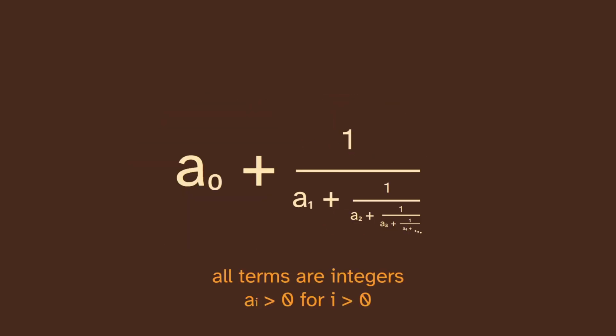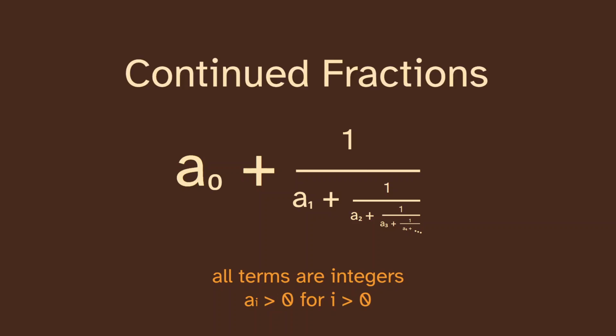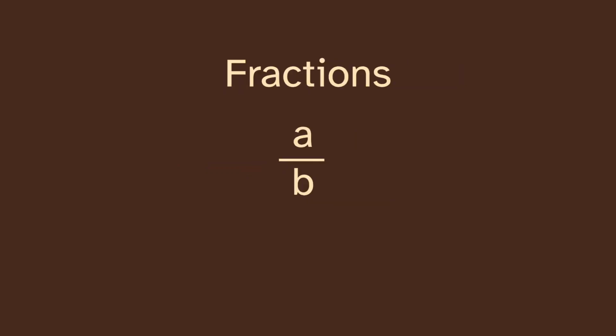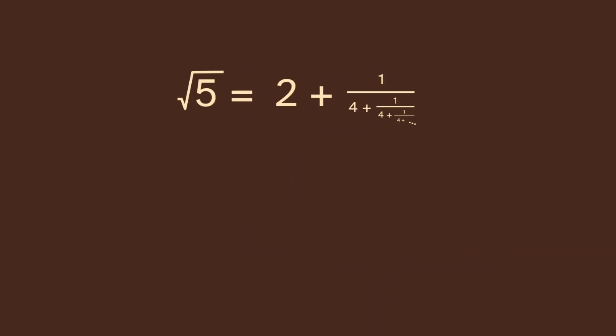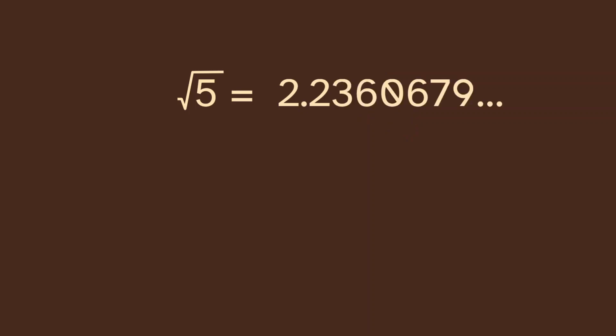Numbers in this form are called continued fractions, and they solve a problem of regular fractions. Regular fractions are great for rational numbers, but they can't be used to represent irrationals, at least not with integer terms. But we can represent irrationals, such as root 5, using a continued fraction, because the infinite amount of terms allow for infinite precision. This is just like how we can write root 5 as a decimal. We need infinite digits, but it can theoretically be done.